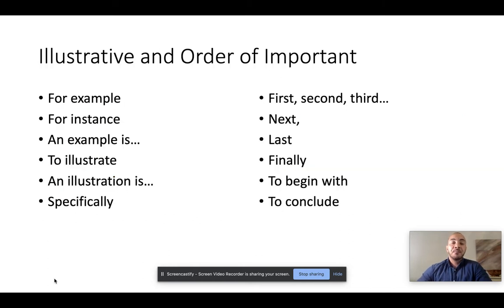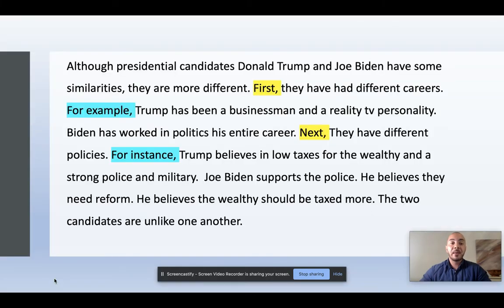When we put a compare and contrast paragraph together, we are still going to use the illustrative and order of importance words to help us create flow or fluency within our paragraph. And so if we add those words, we can read our paragraph and we can begin to see the way in which presenting these two ideas with our illustrative words creates some flow.